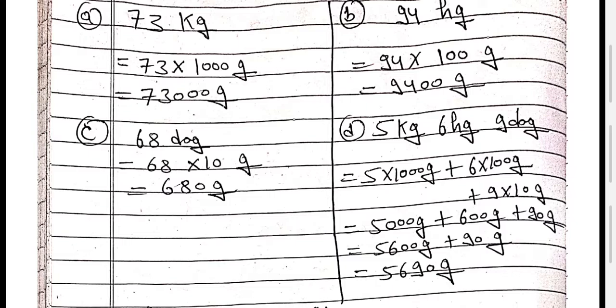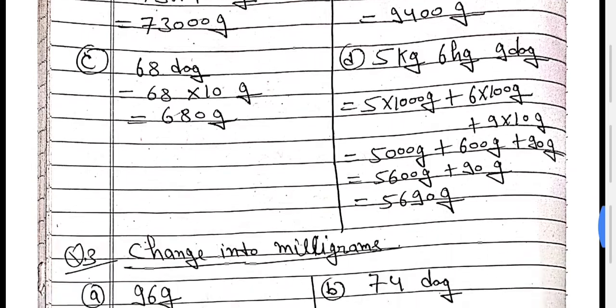And in decagram you have to multiply by 10, so multiply 10 here. When you multiply, what will you get? 5690. So when you add, you get 5690 gram.